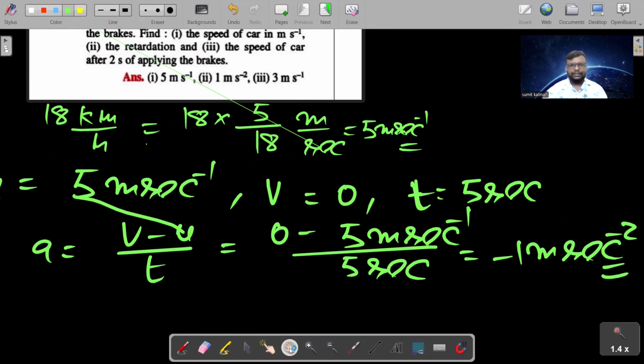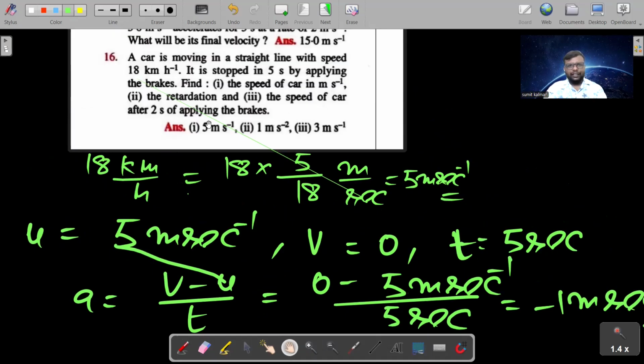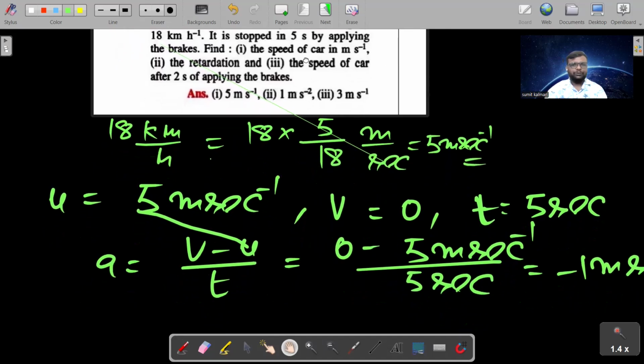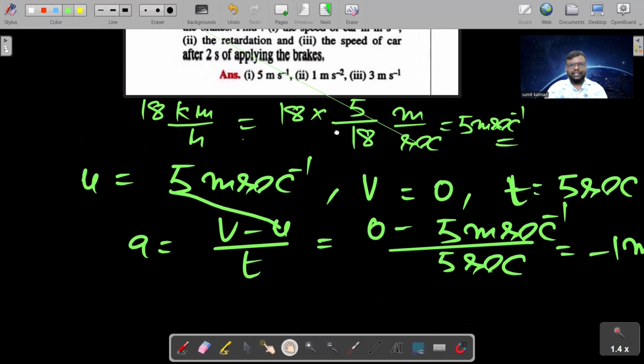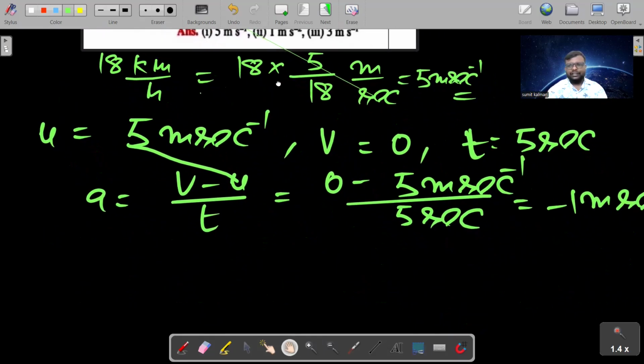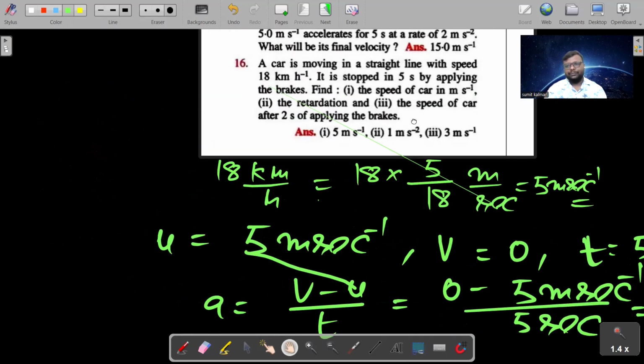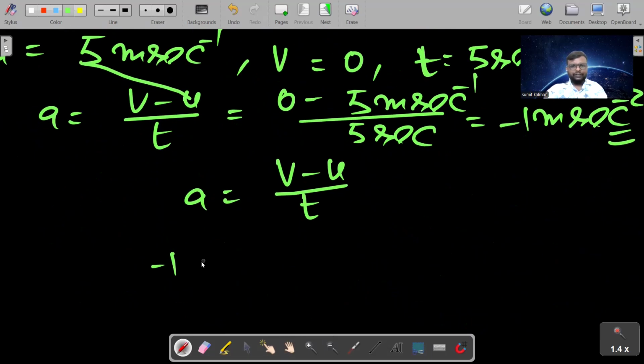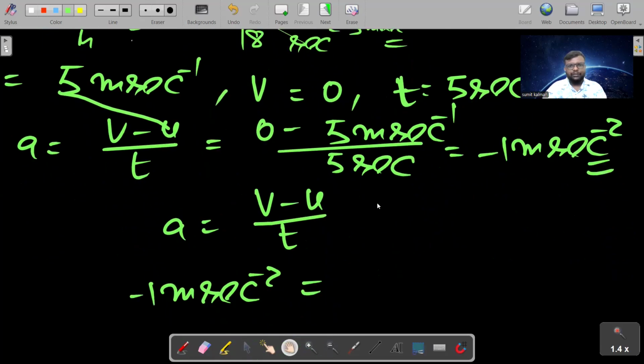Now, friend, next you have to calculate the speed of the car after 2 seconds of applying the brakes. See how to calculate it. The time has changed and they are asking to calculate the speed, which means they have given you the acceleration. So you will put here acceleration as minus 1 meter per second square. A is equal to V minus U upon T. Is this clear?